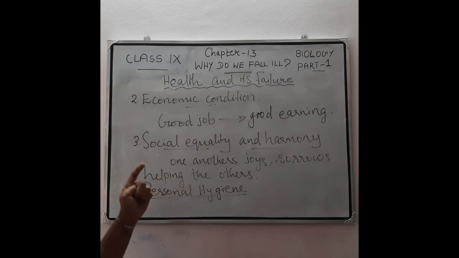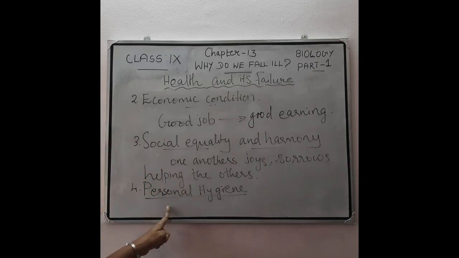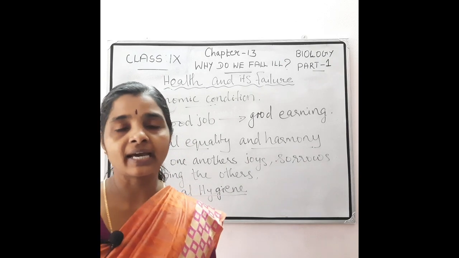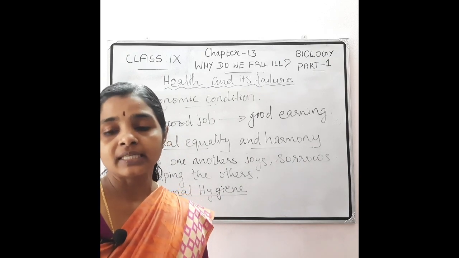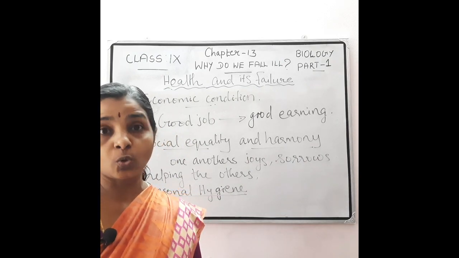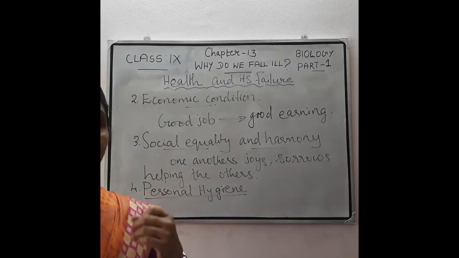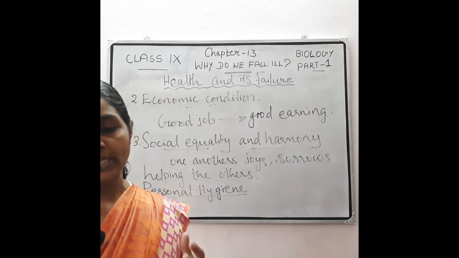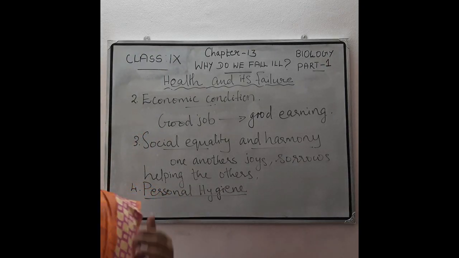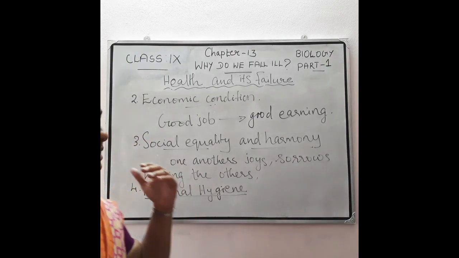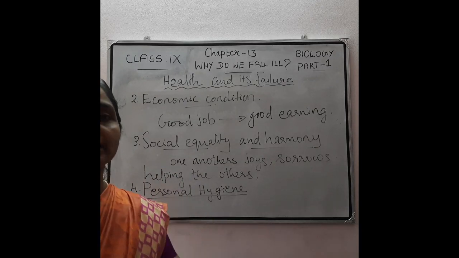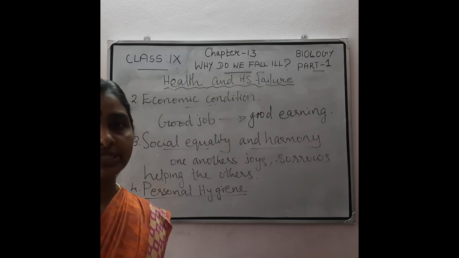Understand? Then fourth one is personal hygiene. Personal hygiene is very important. That includes washing our hands, bathing regularly, brushing our teeth twice a day. Besides this, timely vaccination and personal protection from vectors and disease are also needed. So these all are important for getting proper health. Otherwise, that will affect our health.